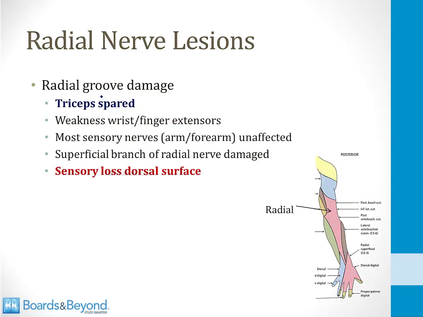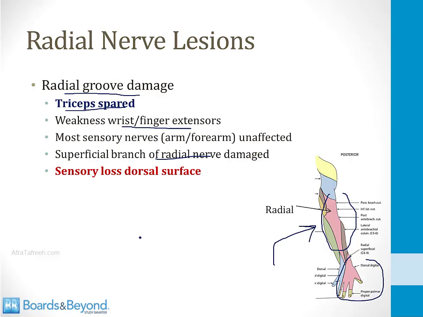If the lesion is lower down, such as in the radial groove, however, the findings are different. In this situation, the triceps muscle is spared, but there will still be weakness of the wrist and finger extensors. In addition, this area shown in red is also usually unaffected, because it's supplied by branches that are given off before the radial groove. The only sensory findings are due to damage to the superficial branch of the radial nerve, which supplies the back of the hand right here. So patients who have a radial groove lesion have normal triceps muscle, in other words, normal extension at the elbow, and they do not have sensory loss at the back of the forearm.